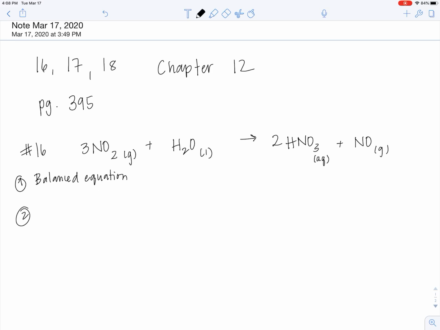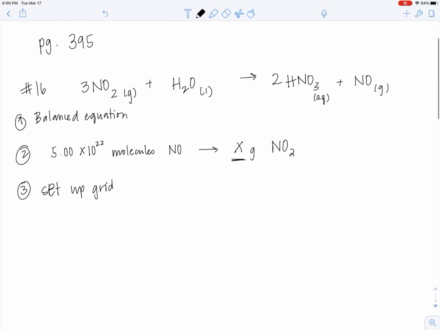The second thing that we want to do in our steps is figure out what we're given, which in this problem we're given 5 times 10 to the 22nd molecules of nitrogen monoxide, and what we're trying to get is X grams of nitrogen dioxide. So what we're trying to do is figure out what this is. The third step is to set up our grid. So we are going to start with what we're given.